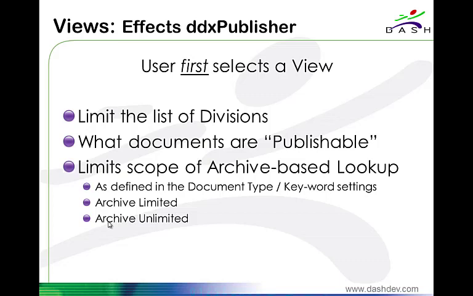So if you're using the drop-down lists, for example, to select your customer name within the publisher, the way the view is constructed might limit the entries on that drop-down list. So as things are defined by document type and keyword settings in the administrator, this affects both archive limited and archive unlimited lookups.